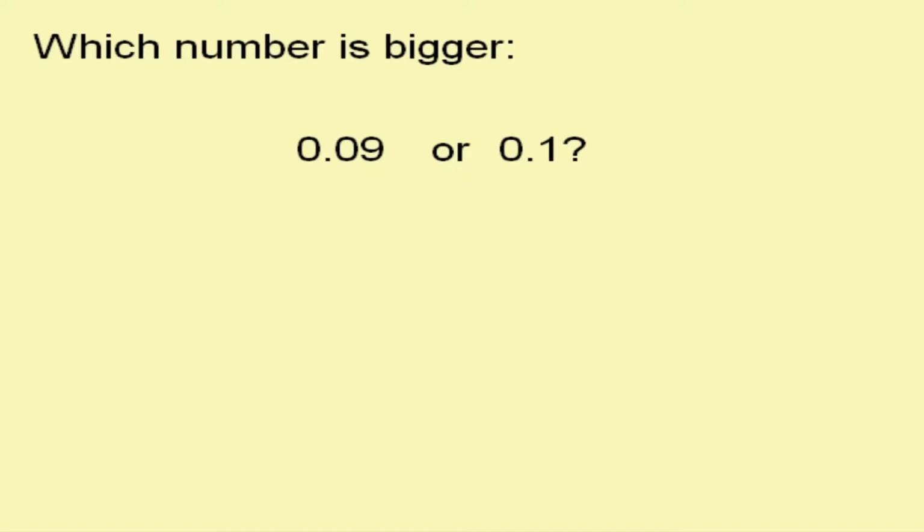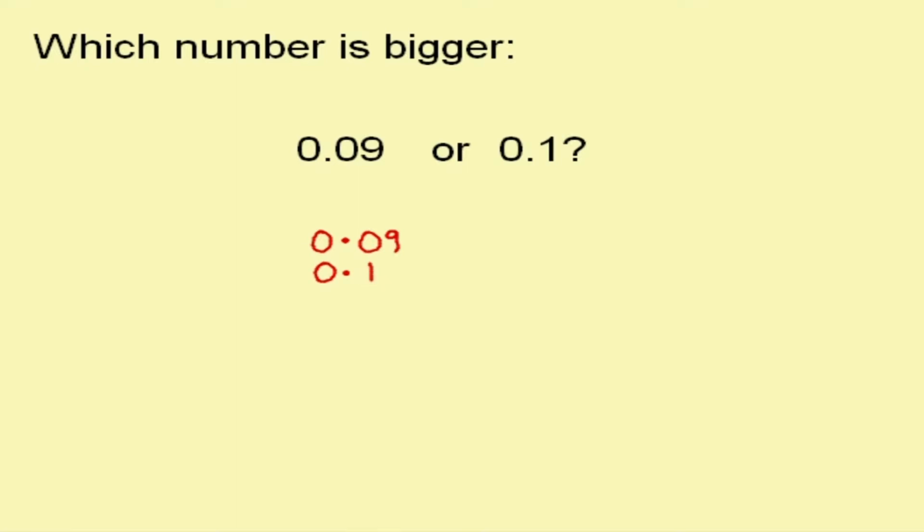I want to find out which of these two numbers here is the biggest. One way to do this is to write the two numbers out. So I've got 0.09 and I also want to write 0.1. I need to line it up carefully with this one. So I line up the point, put the 0 here and the 1 here.